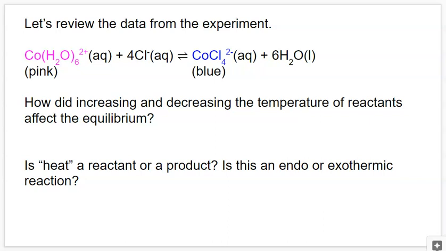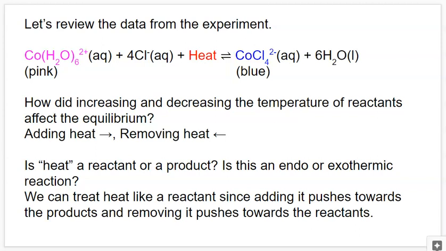So if you remember from the experiment, when we added heat, it shifted it towards the products. And when we removed heat, aka cooled it, it shifted it back towards the reactants. So I asked the question, is heat a reactant or a product? Well, what does that mean? If you think about reactions, some of them require heat to make products, and some of them release heat as a result of making products. And we call those endothermic and exothermic reactions, respectively.